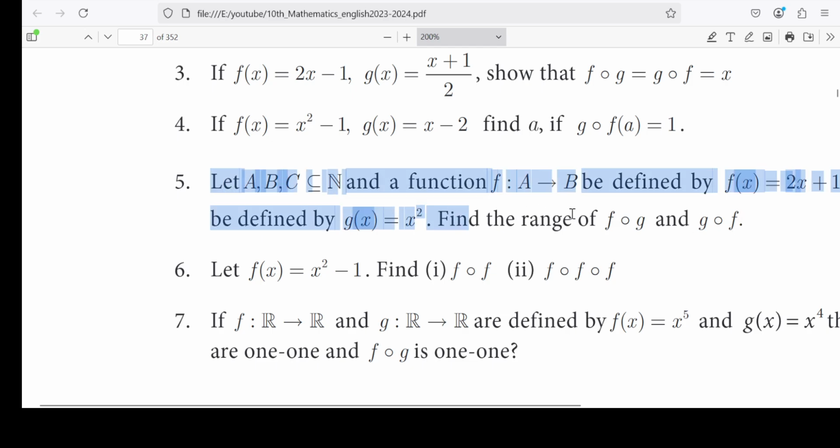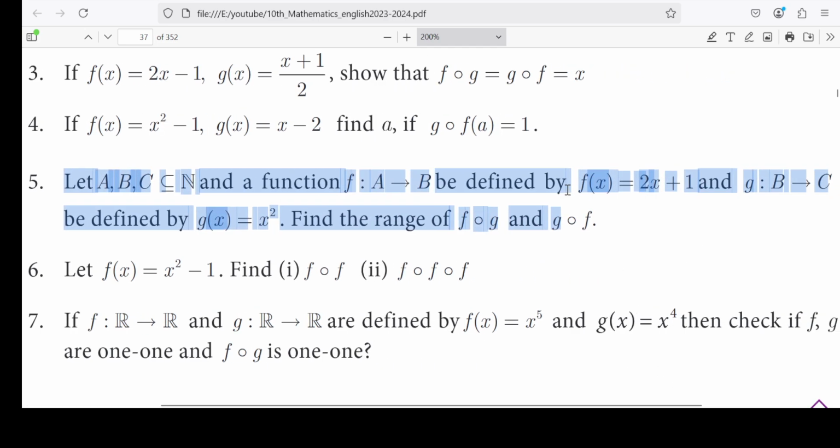This is the question, right? What is given in the question? F of x and g of x is given. This is f of x, that is 2x plus 1, and g of x. We need to find the range of f of g and g of f.